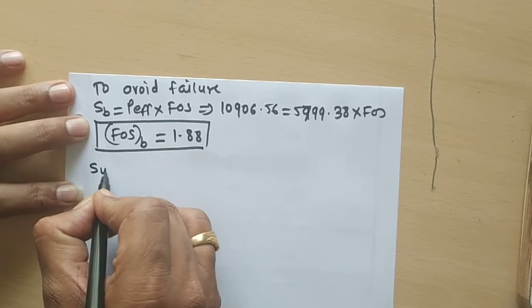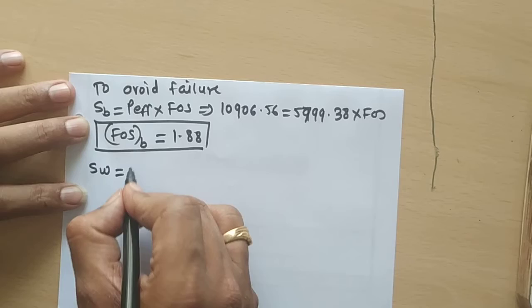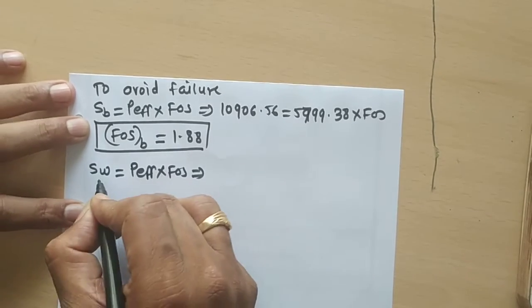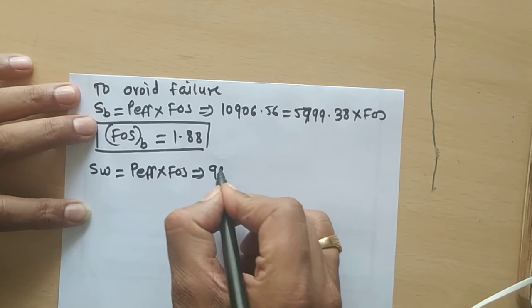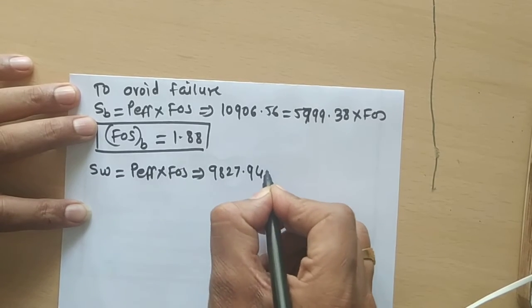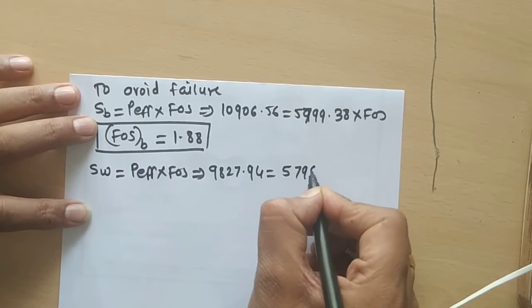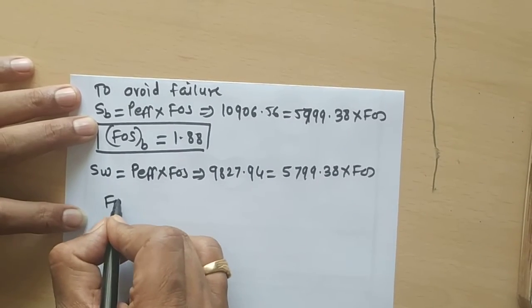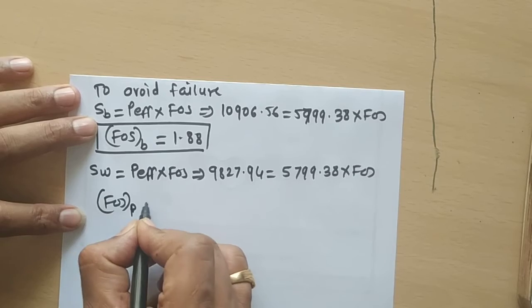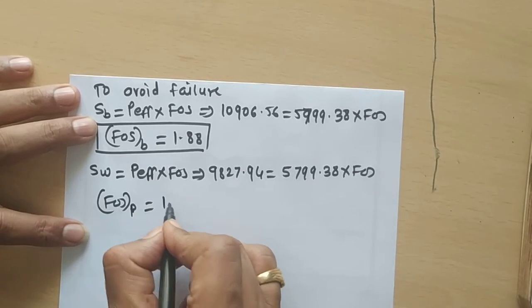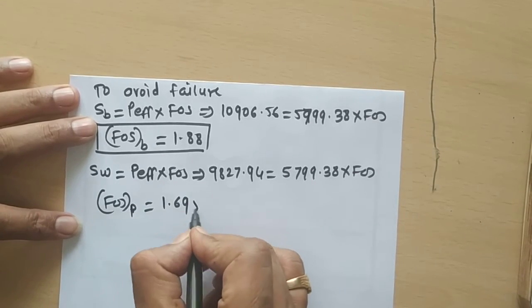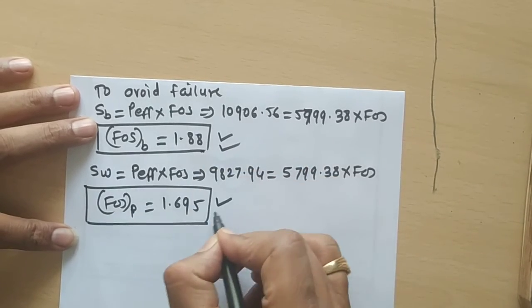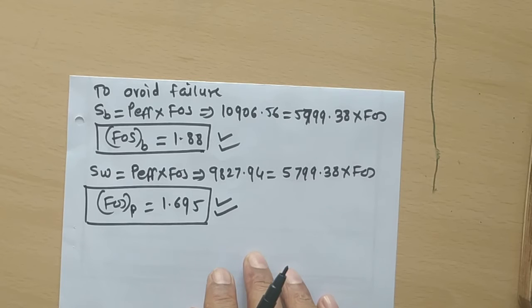Then to avoid failure, consider wear strength, SW equal to P effective into factor of safety. We already found SW, which is 9827.94, equal to 5799.38 into factor of safety. Find out the value of factor of safety for pitting or wear strength. By calculation it is 1.695. In this way, you have to find out the value of factor of safety for bending and pitting.